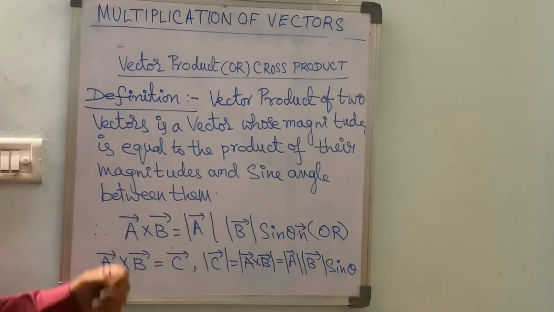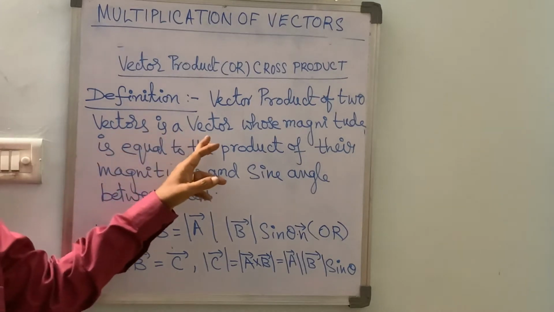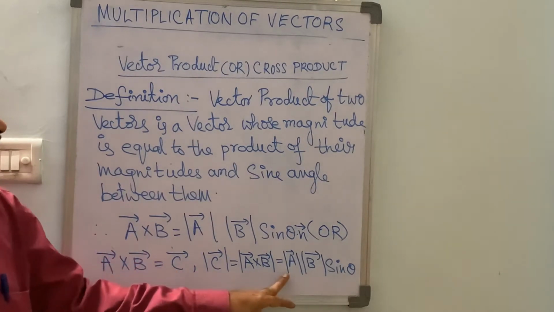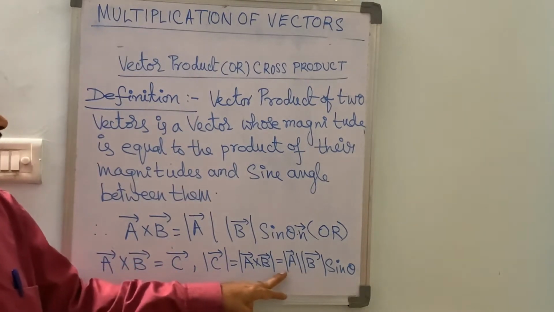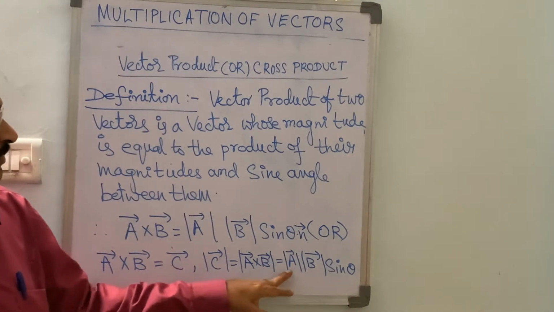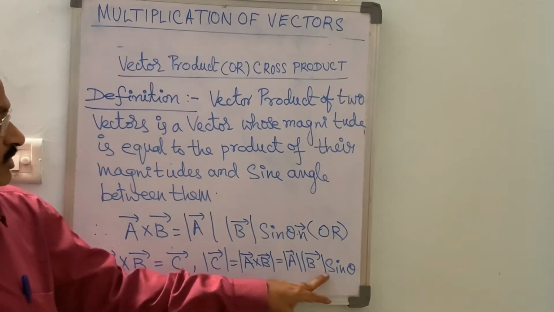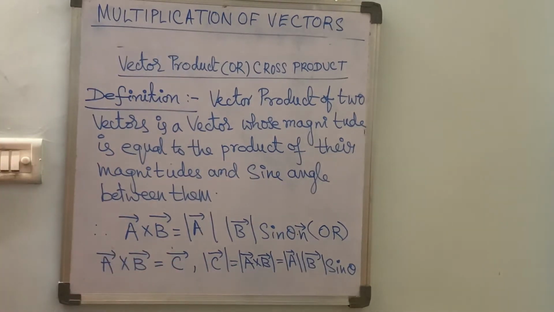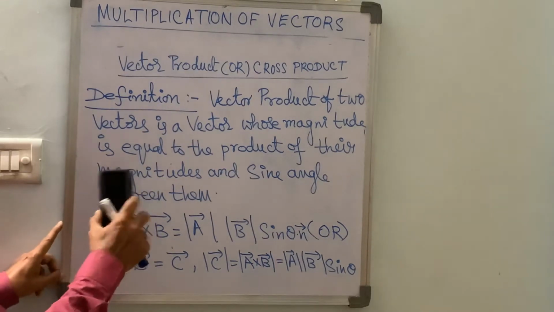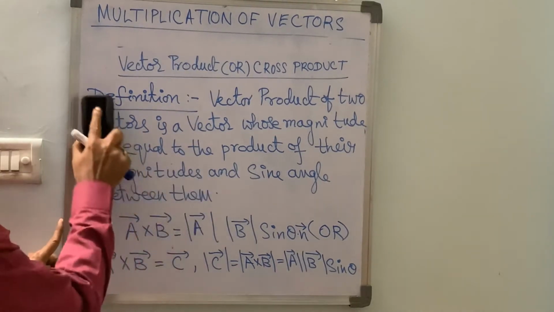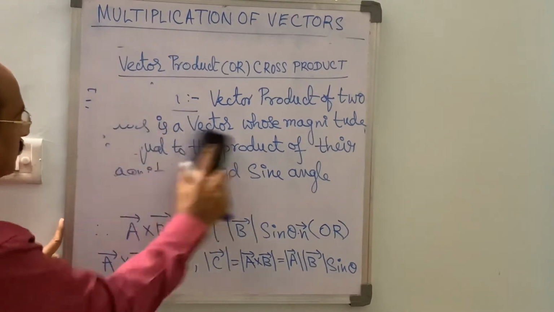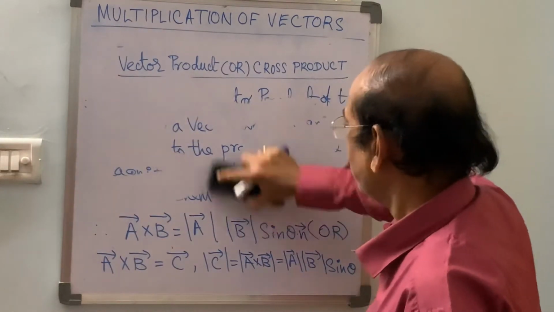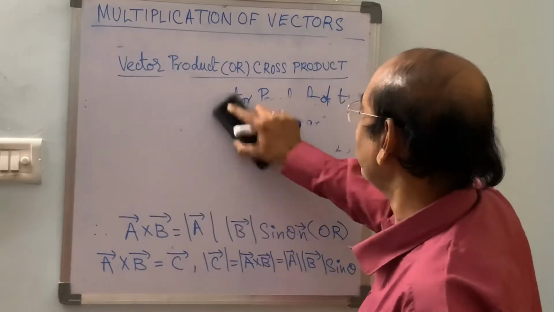So the vector product of two vectors is defined as a vector whose magnitude is equal to the product of the magnitude of the first vector and the magnitude of the second vector and the sine of the angle between them. Let us know in detail about this.